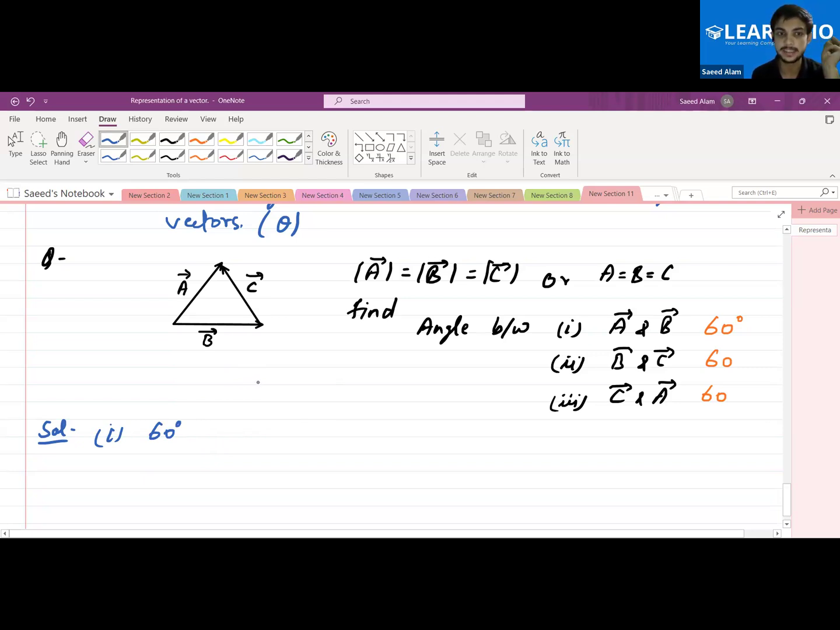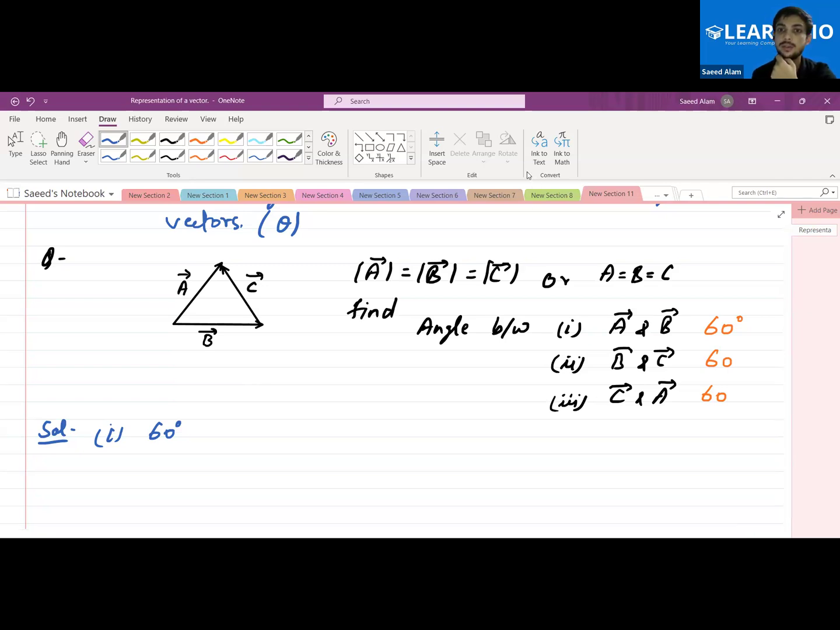Now the second question comes. The second question is asking for B and C. Have you joined the tail to tail of B and C before answering 60 degrees? I had told you one thing: whenever you need to find the angle between two vectors, the first thing you need to do is join tail to tail. They are not joined in the figure, but we can shift it. Yes, exactly. You have the liberty to shift it.